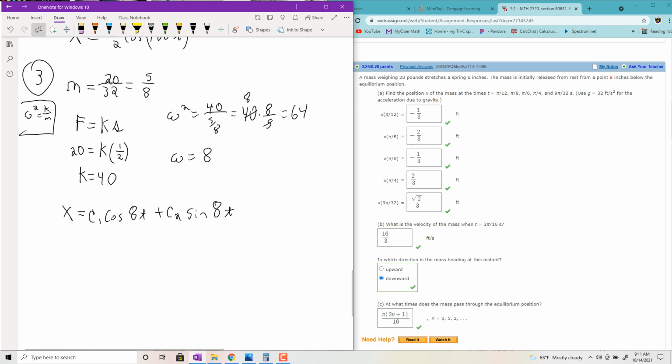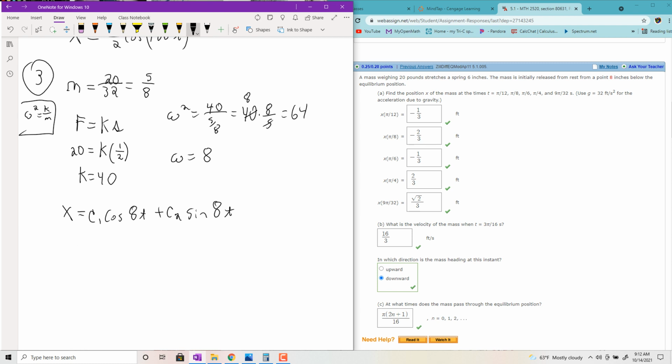All right, part A, they want you to find the position of the mass at these given times. So all you're doing there is plugging in their values. Let's do one of them. I'll leave the rest to you. x of pi over 12, sorry, is going to be c1 cosine of 8 pi over 12. 8 pi over 12 is the same as 2 pi over 3. And then, whoops, I didn't get my constants. Sorry, I'm going to have to get my constants before I can do this, right? So I'm going to need the initial conditions.